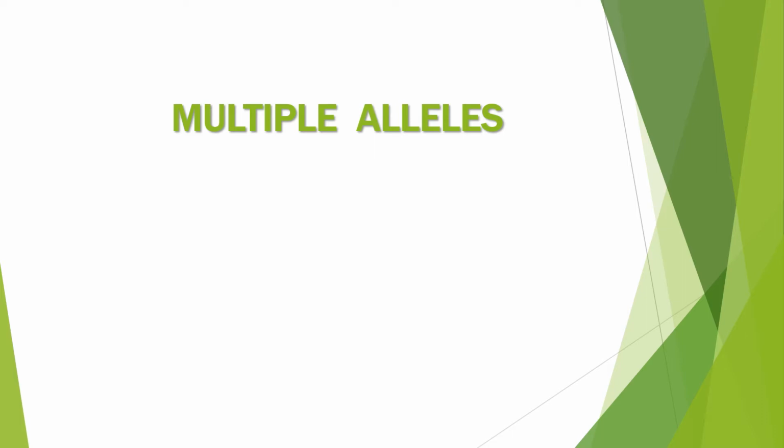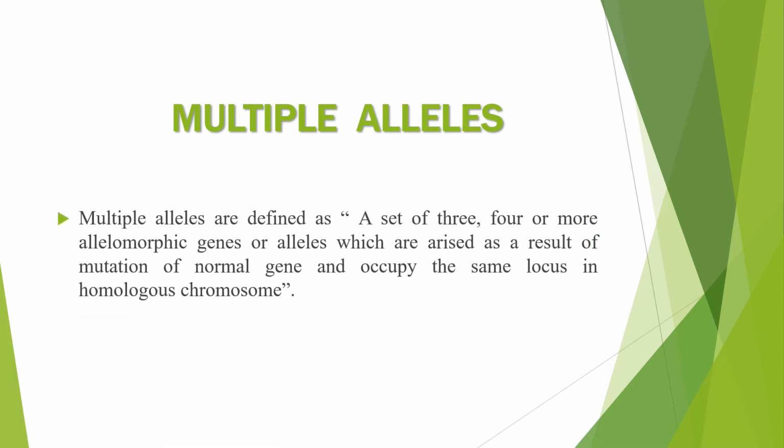So let's see the definition of multiple alleles. Multiple alleles are defined as a set of 3, 4 or more allelomorphic genes or alleles which arise as a result of mutation of a normal gene and occupy the same locus in a homologous chromosome.